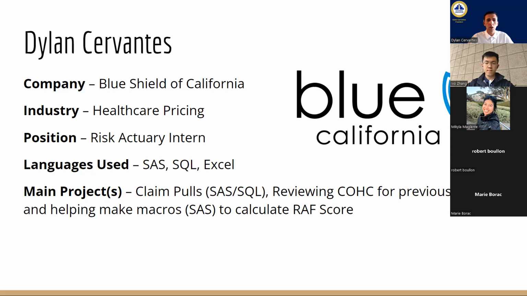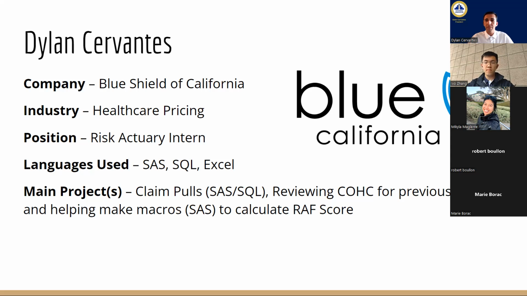Some of the projects I worked on were doing claim pulls in SAS and SQL. I was really happy to be able to use some of the coding skills I learned at UCSB in my position. Another thing I did was review the cost of healthcare for elder citizens from previous years, and I used that to help make SAS macros, basically executing a large amount of statements at once. This was used to calculate RAF score, which is the risk score for each patient.